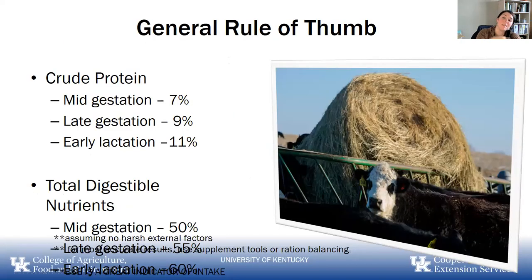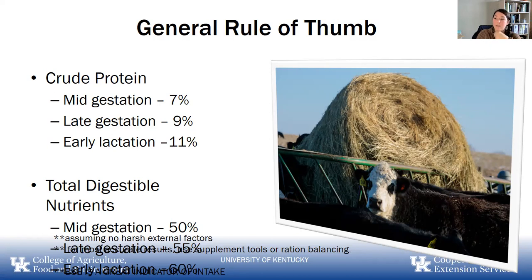And I'm going to caveat this by saying this is a general rule of thumb. I apologize for all the jumble at the bottom, but this is what I tell folks. If they're looking at a ration and they need something quick, just to be able to base a quick supplement off of, we look at our mid-gestation cows needing about 7, late is 9, and early lactation is 11.